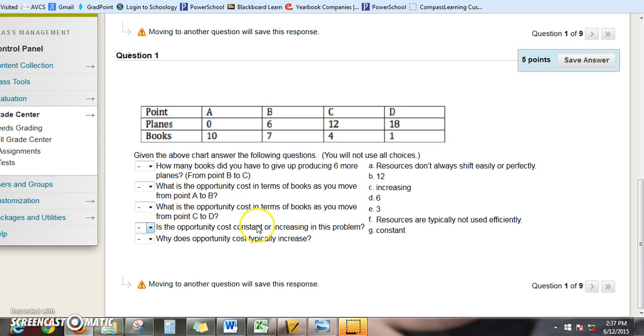Down here it says, is the opportunity cost constant or increasing in this problem? Okay, when you're looking at opportunity cost, you're looking at what's in between all of these. Is it constant? 3, 3, 3, 6, 6, 6, is that constant? Or is it increasing? And then down here, why does opportunity cost typically increase? And so that one is going to be either A or F in this scenario. Okay, and so you really need to look back at the material about opportunity cost and see why it typically increases. The next part that I noticed that students were struggling with, there was another matching.